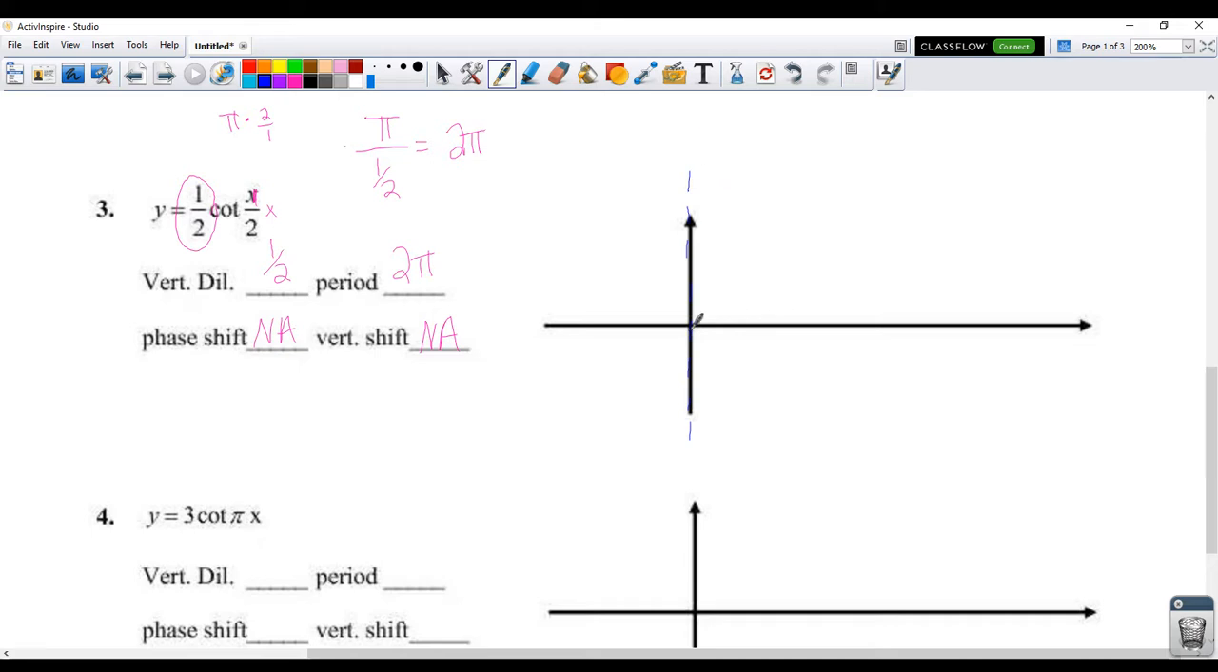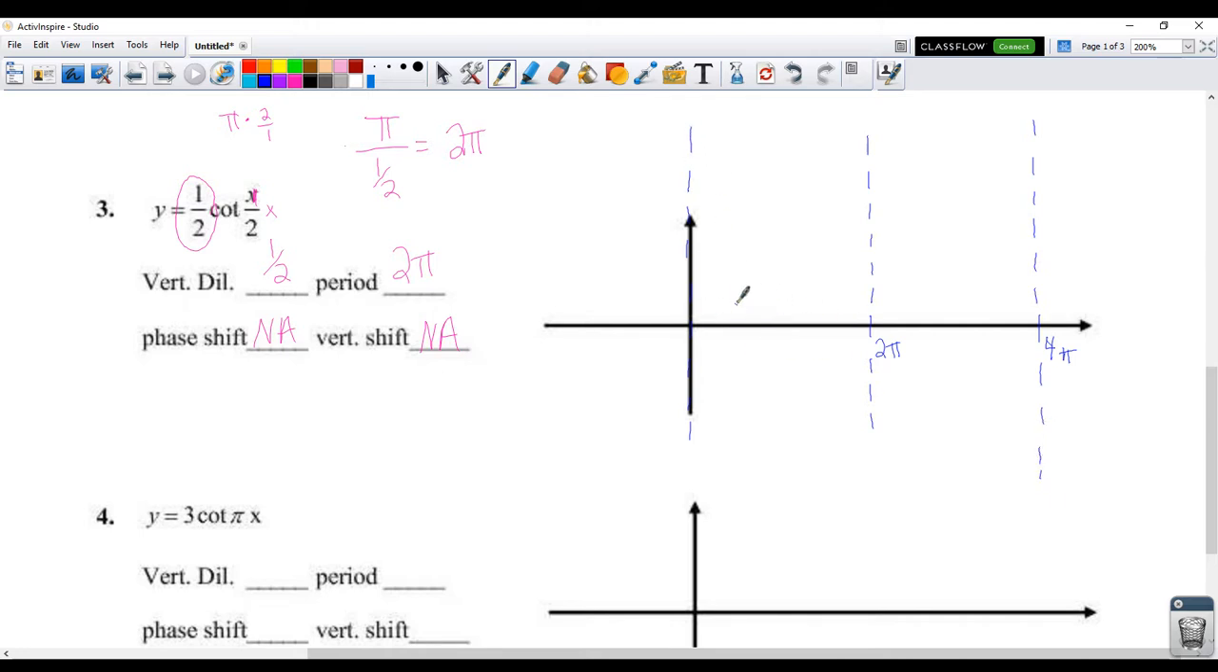So cotangent starts off with an asymptote through the origin, and now it's going to have another asymptote at 2 pi. Okay, so cotangent has asymptotes at the period. So a period asymptote at the origin, and then an asymptote at the next period, which in this case would be 4 pi. So we have an asymptote at 2 pi and an asymptote at 4 pi. And an asymptote at 0, which is the y-axis.